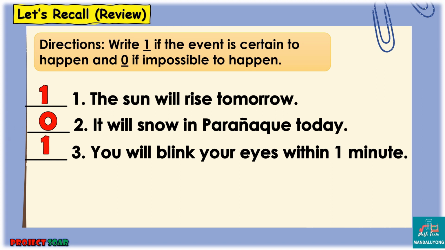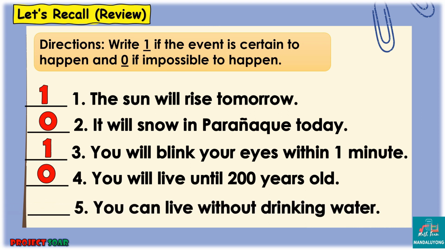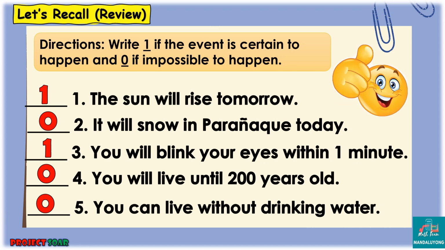What's the answer? Correct. It is 1. It is certain to happen. Number 4. You will live until 200 years old. The answer is 0. It is impossible to happen. And number 5, you can live without drinking water. The answer is 0. It is impossible to happen. Tama ba ang inyong mga sagot? Magaling!